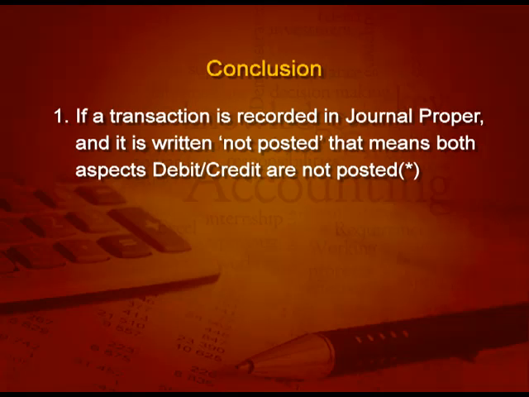Now let us see some rules or conclusions as discussed in the last class. There were a few rules which we have not discussed. Point number 1. If a transaction is recorded in journal proper and it is written not posted, that means both the aspects, debit and credit, are missing.